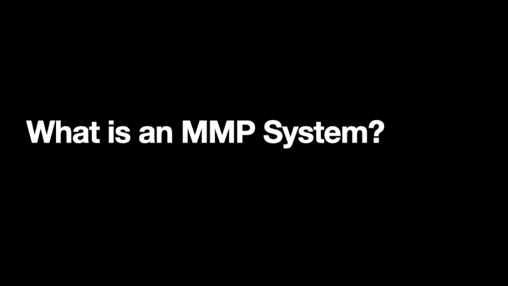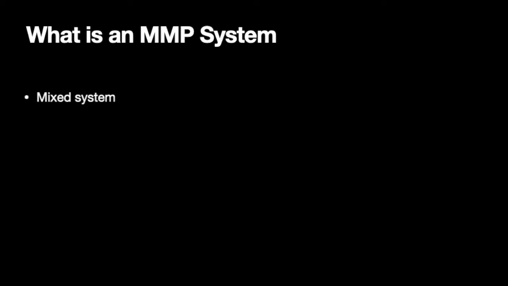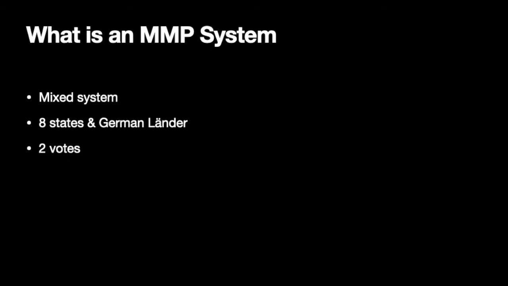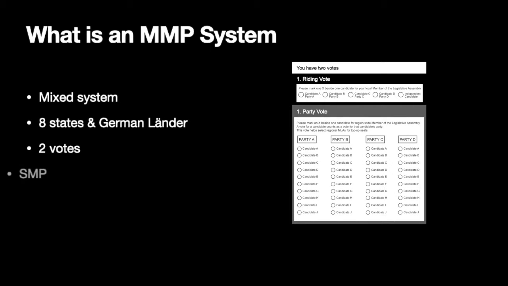Let's begin. So what is an MMP system? Well, first of all, it is a mixed system. It is used in 8 states and the German Länder. Voters cast 2 votes. The first is for a candidate in a single-member district. The second is for a proportional list.